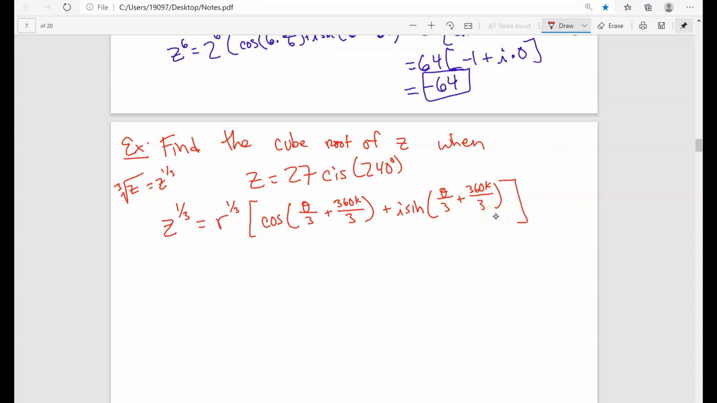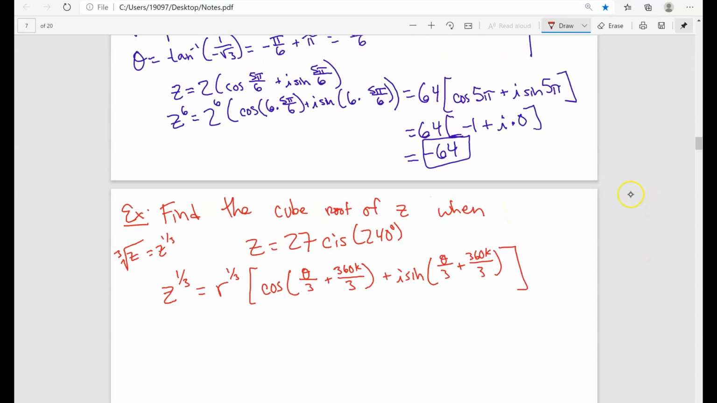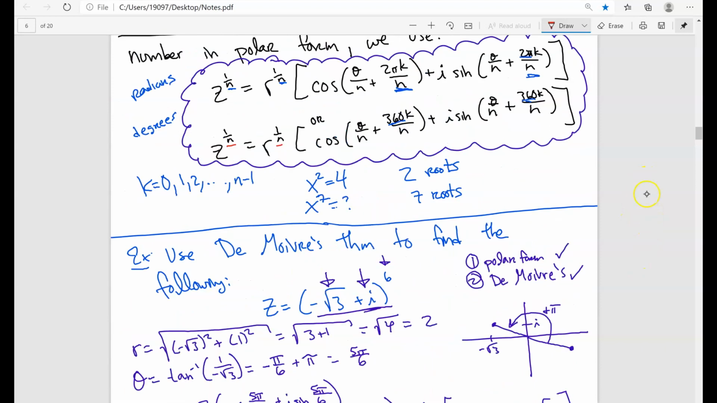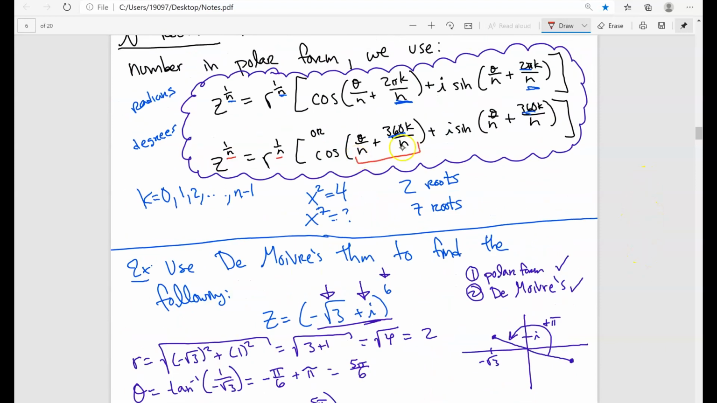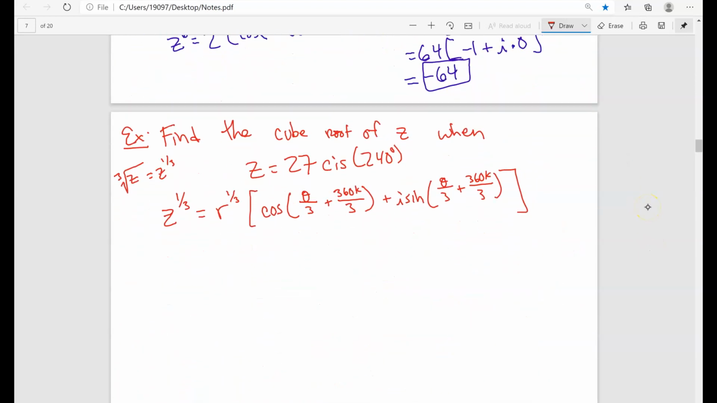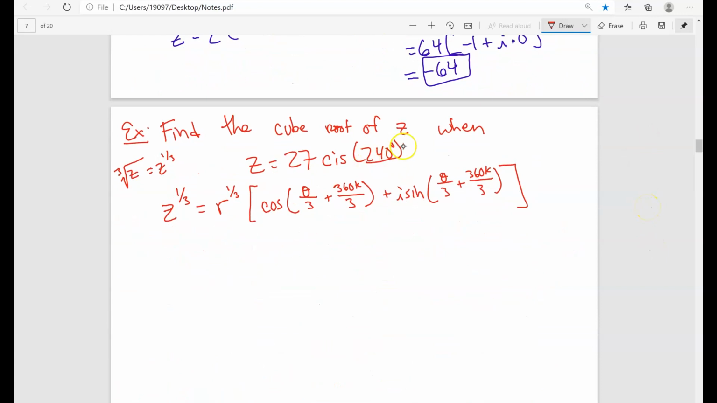So all I'm really doing is that if you look at the formula for the nth root, I'm just taking the value of theta and dividing it by n. And in this case, it's going to be the denominator of whatever my root is, which in this case is going to be 3. I'm using this guy because we have the degree sign. We don't have the radians. Okay, so now theta in this case is going to be 240.